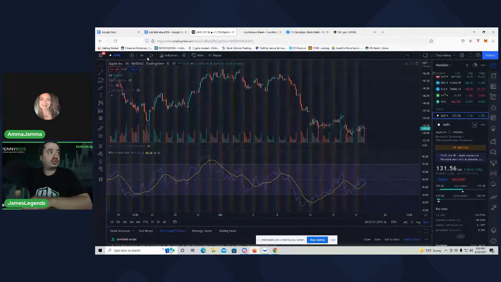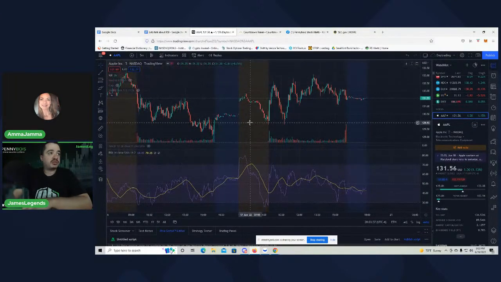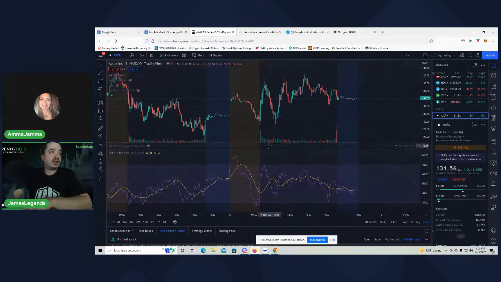Now let's talk really quickly about the two different types of divergences that we could find using RSI. So for this, I'm going to switch over to the 5-minute chart, and we're going to look at this little pattern right here, these candles, this little section right here on Apple.